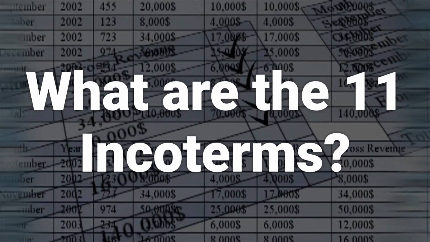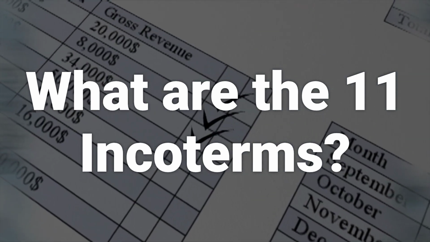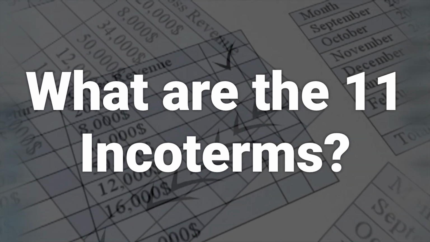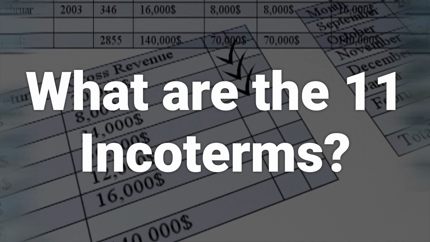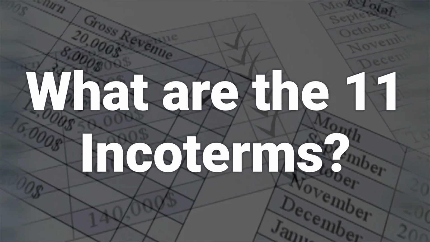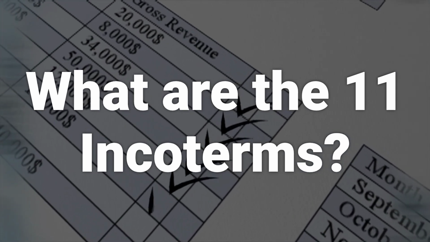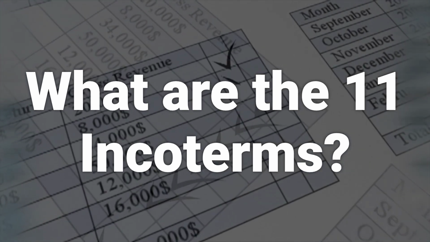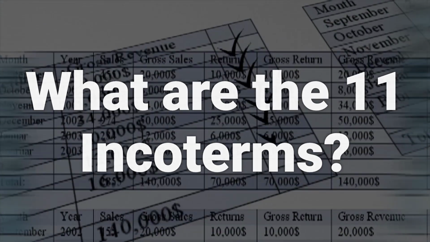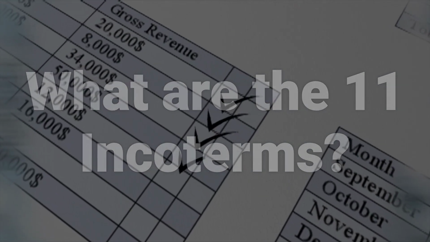The 11 Incoterms are ex works, free carrier, FCA, carriage paid to, CPT, carriage and insurance paid to, CIP, delivered at place, DAP, delivered at place unloaded, DPU, delivered duty paid, DDP, free alongside ship, FAS, free on board, FOB, cost and freight, CFR, and cost, insurance, and freight, CIF. These terms provide clarity and specificity for different aspects of international trade agreements.